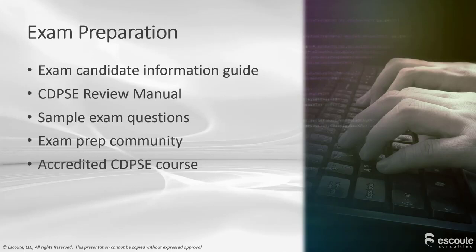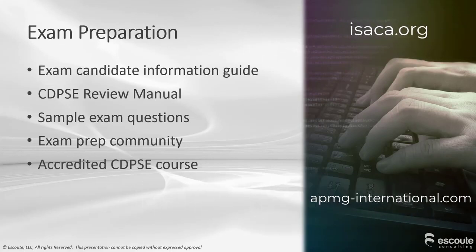We'll talk about that in a few minutes. Ask your chapter leadership or check out your chapter website to see if there's an upcoming prep course. Finally, you can find an accredited training provider who can teach the class for you. It's very important that they are accredited. Where can you find this information? On the ISACA site or APMG.